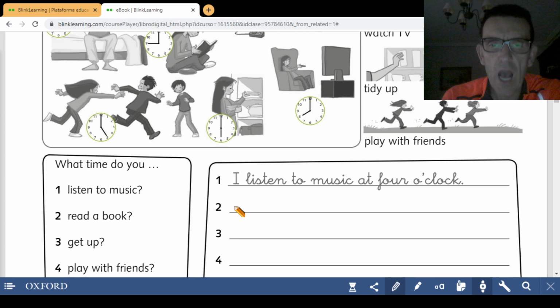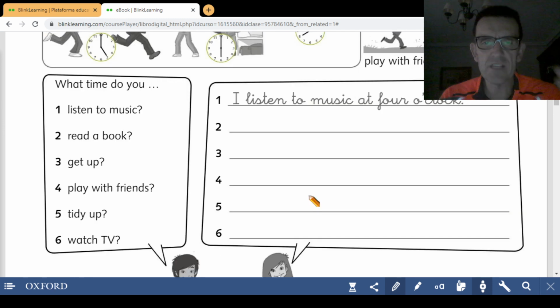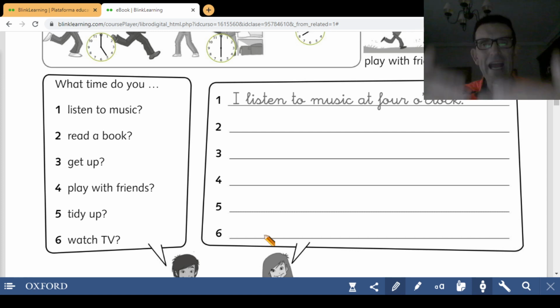And then you do the same with the rest of the sentences, okay? You do the same with the rest of the sentences with the number 3, 4, 5, and 6. So you stop the video and you write the 5 sentences that you have, okay? Please stop and write clear and beautiful letter.